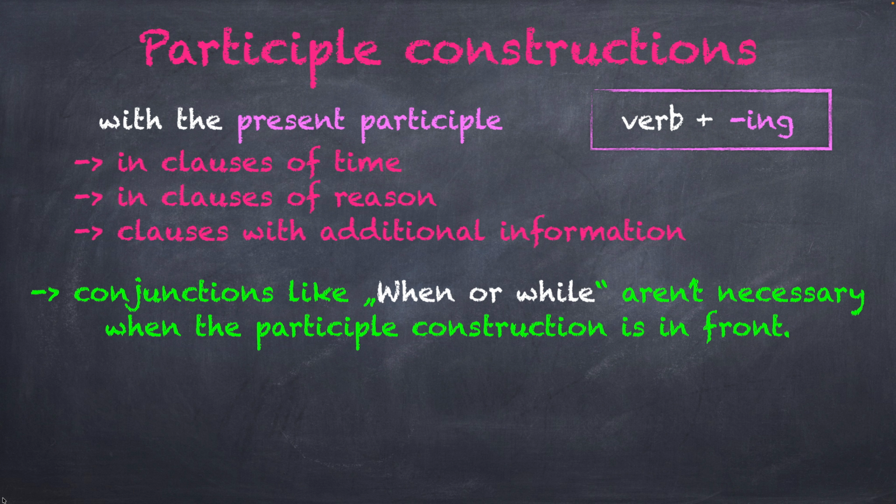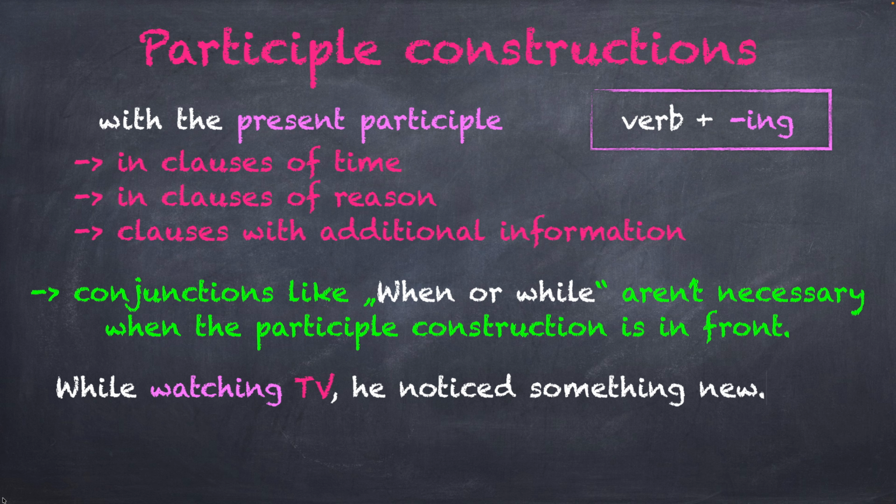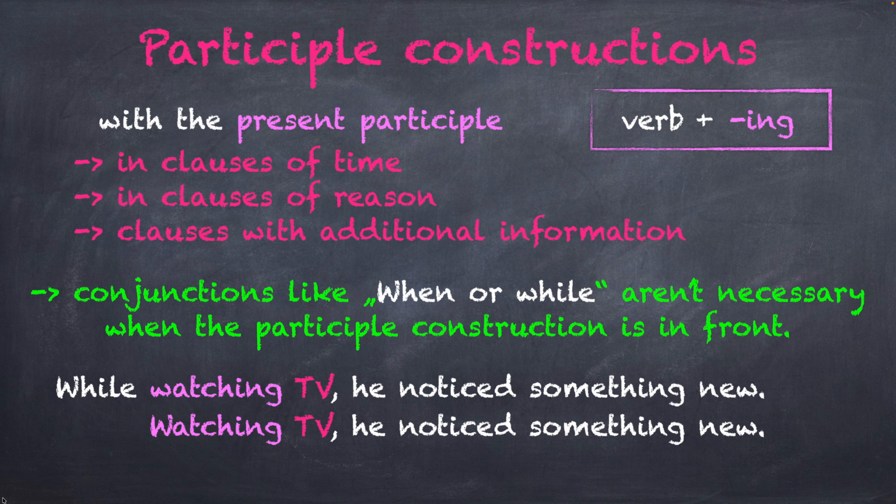And conjunctions like when or while aren't necessary when the participle construction is in front. So you can say, while watching TV, he noticed something new. But the while is not necessary. So you can also say, watching TV, he noticed something new. It's the same sense. You can only do that when the participle construction is in front. If it's after the main sentence, he noticed something new, then you need the while watching TV.